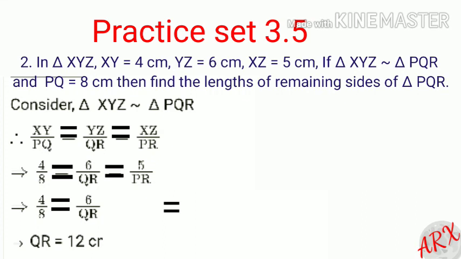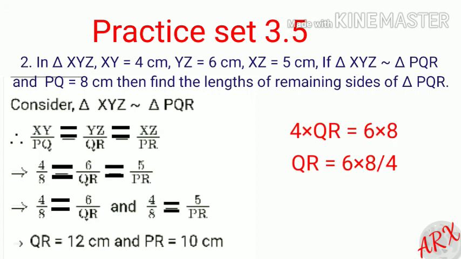Now first we will equate the first two ratios and then the first and third ratios. So we will get 4 upon 8 equal to 6 upon QR. After solving we will get QR into 4 equal to 6 into 8. Now shift 4 towards the right hand side. So we will get QR equal to 6 into 8 upon 4. So QR equal to 12 centimeter.